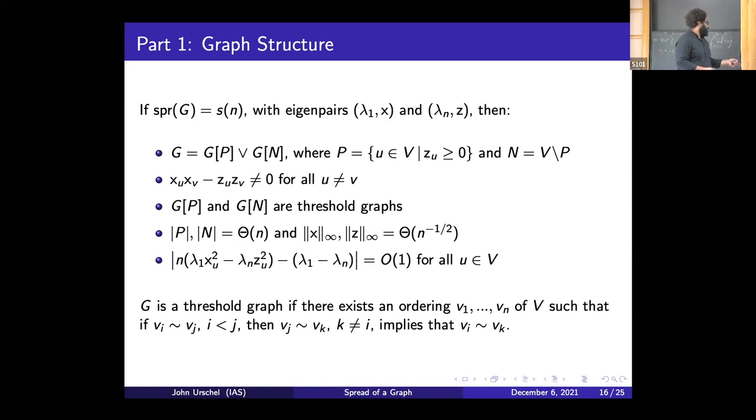So that more or less the neighborhood of j minus i is contained in the neighborhood of i. You also get nice structure in that each of these two graphs are really like constant times n vertex graphs, and that both of these eigenvectors are well behaved. Their infinity norms are exactly what you would expect them to be. And the strongest structure that you actually get is the fact that this quantity, lambda 1 times x of u squared minus lambda n times z of u squared, is almost constant over all vertices, up to order one over n.